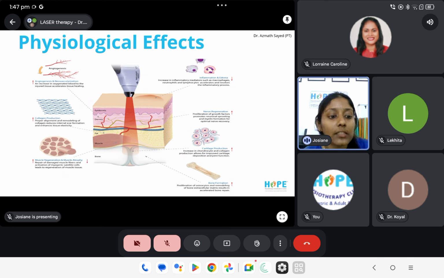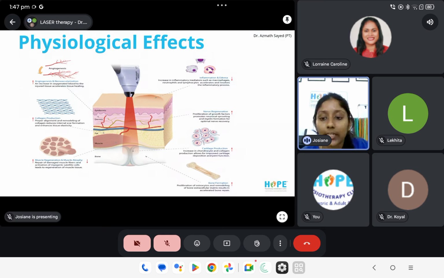The third one is that it increases muscle regeneration and prevents muscle atrophy. Repair of damaged muscle fibers and activation of myogenic satellite cells leads to regeneration of the muscle tissue. The fourth one is that it decreases inflammation and edema. The modulation of inflammatory mediators such as macrophages, neutrophils and lymphocytes accelerates and resolves the inflammatory process. It also increases nerve regeneration; proliferation of growth factors promotes neuronal sprouting and myelin formation for optimal nerve recovery.